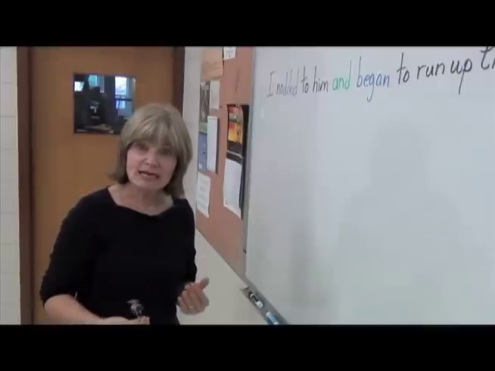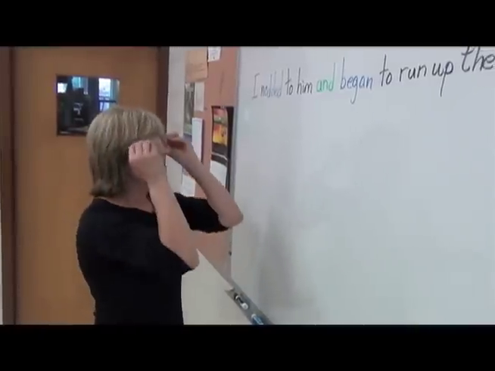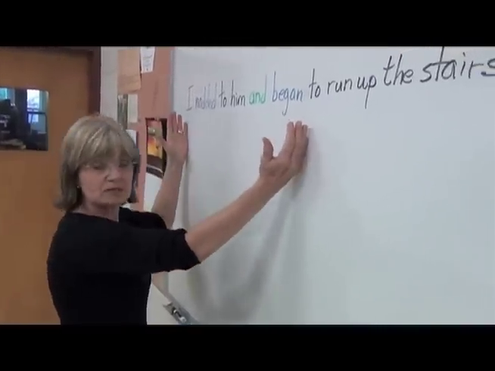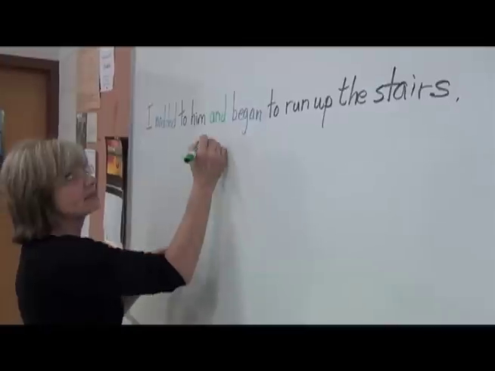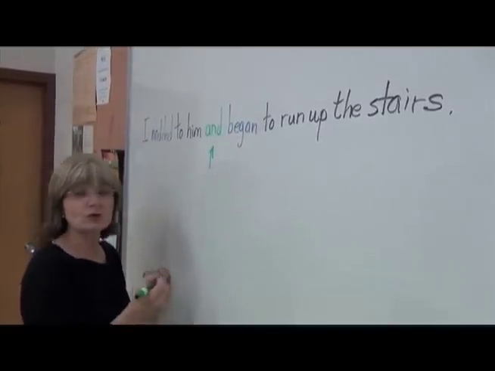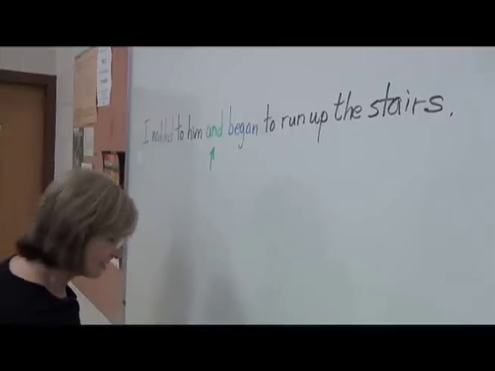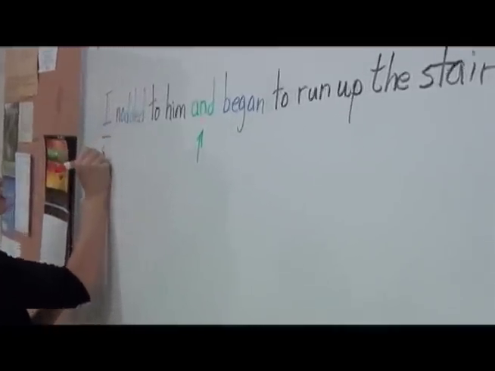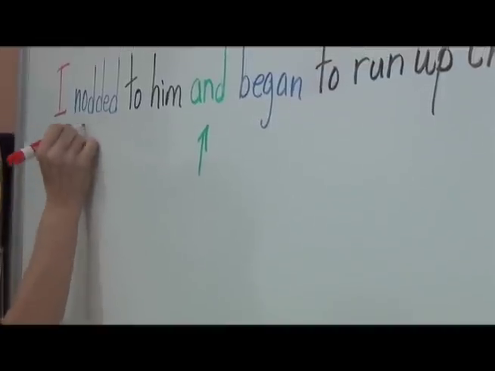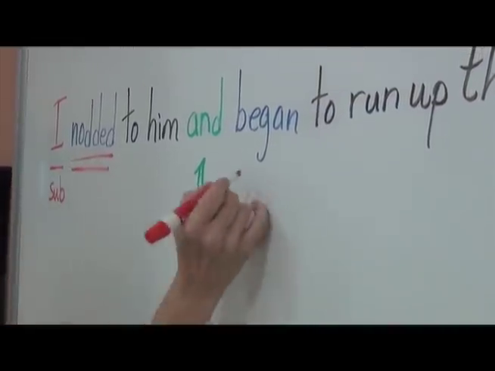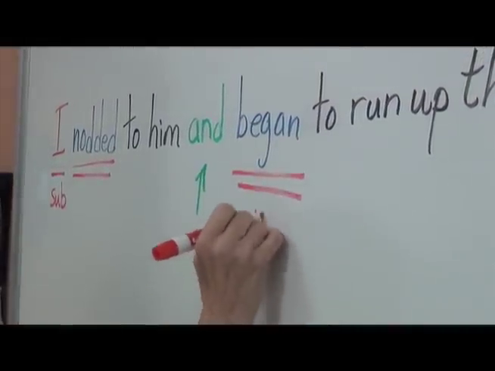If we take a look at this sentence, we think that it may be a compound sentence because it has one of the fanboys, the joining word and. But let's take a closer look, and we see that it has one subject doing two things. I nodded and began.